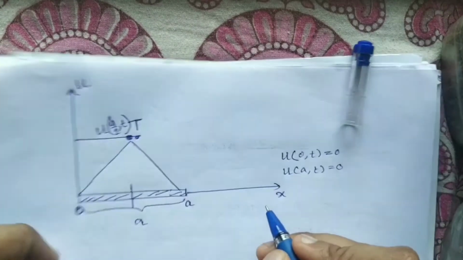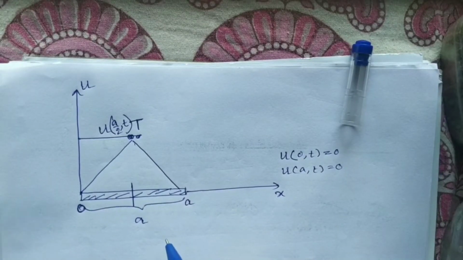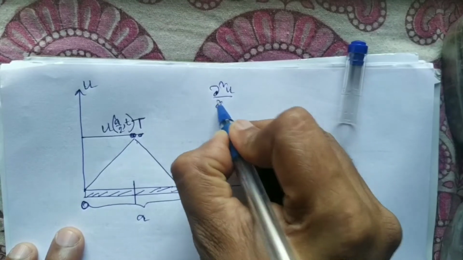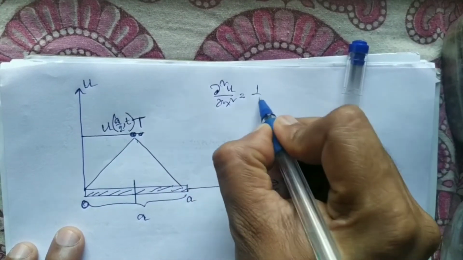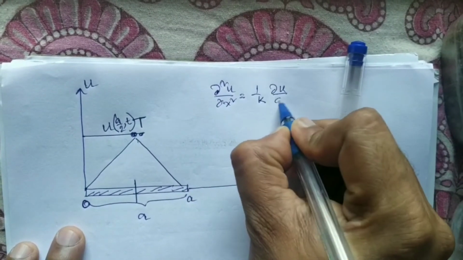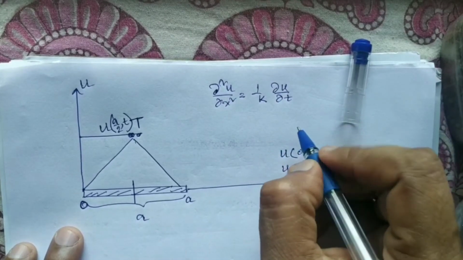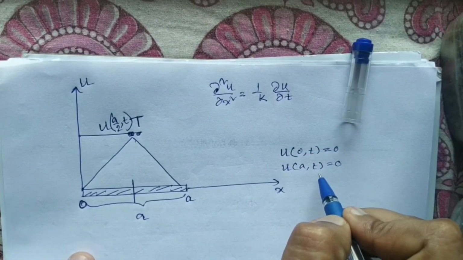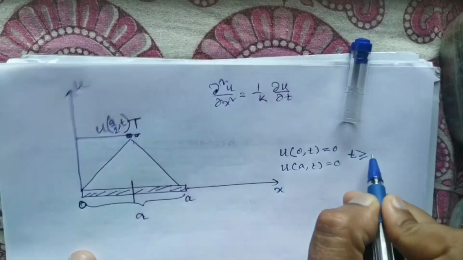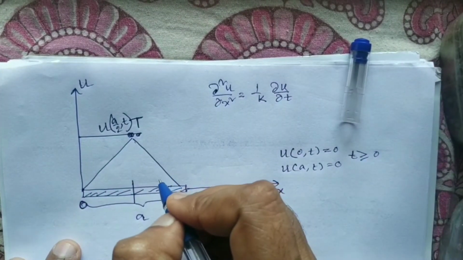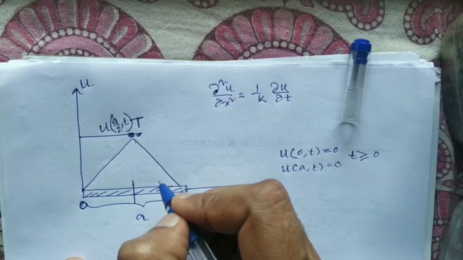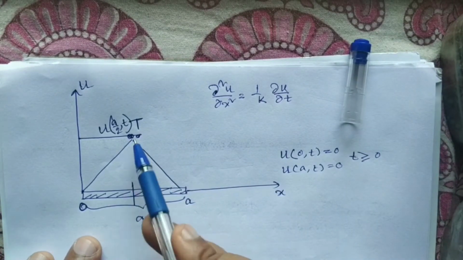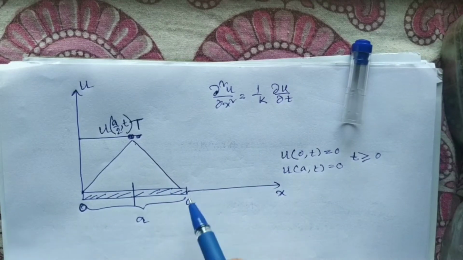Okay, so follow that. First we will take the differential equation as ∂²u/∂x² equals 1/k ∂u/∂t, and u(0,t) and u(a,t) are both equal to 0, as already said, for all t greater than or equal to 0. And now some initial condition is to be proposed by this condition. Okay, so how?